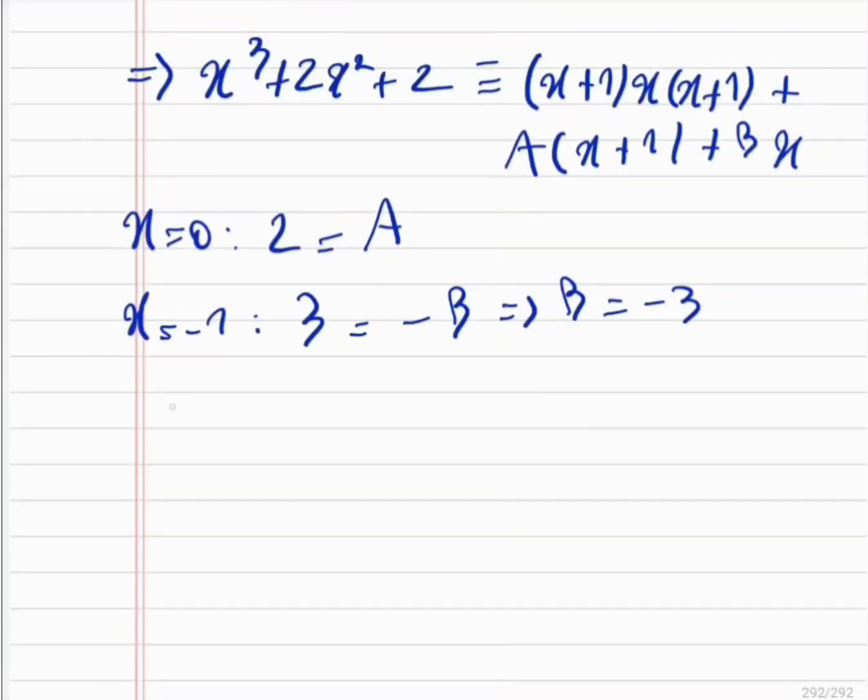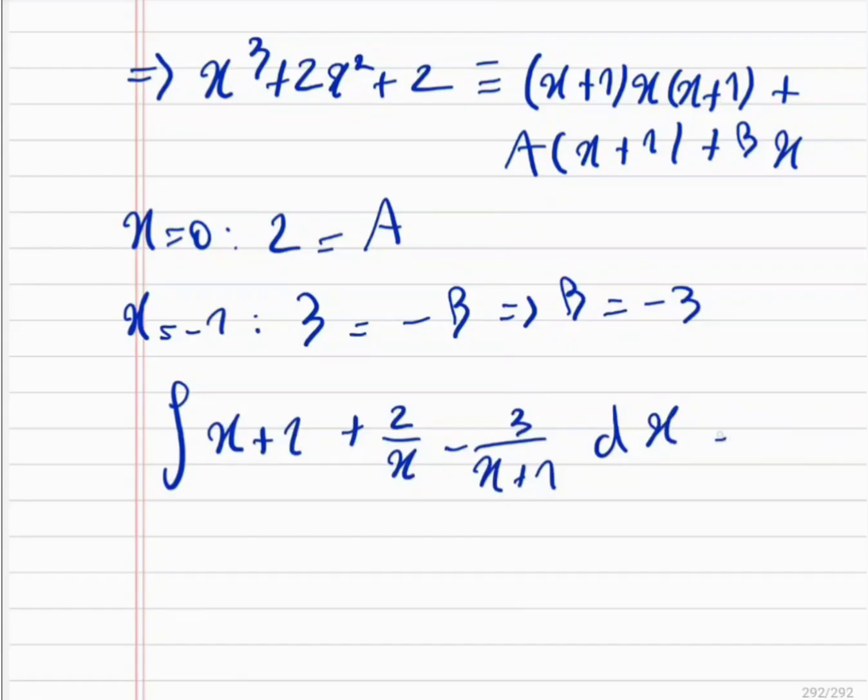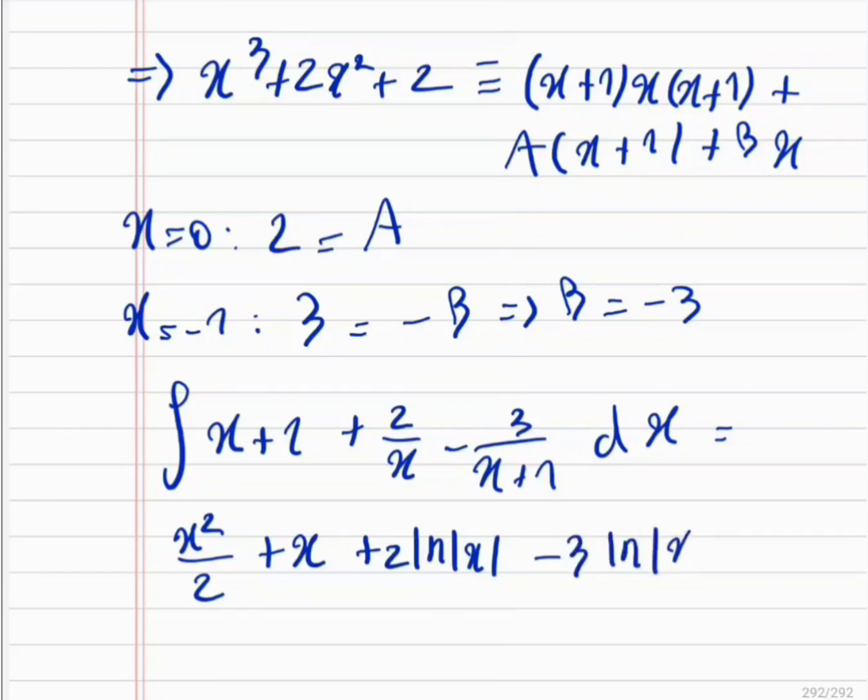Now the integration becomes x plus 1 plus 2 over x minus 3 over x plus 1 dx. And it's a very simple integration. The first term integrates to x squared over 2, the second term integrates to x, then here is 2 ln x, and here's minus 3 ln mod x plus 1 plus c.